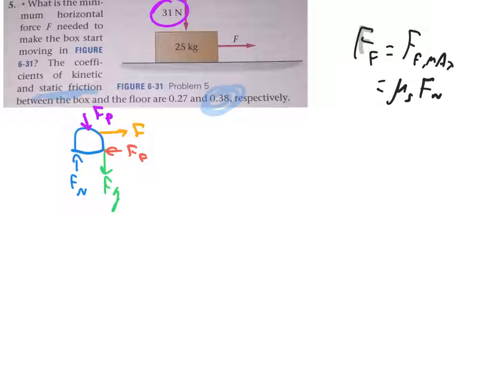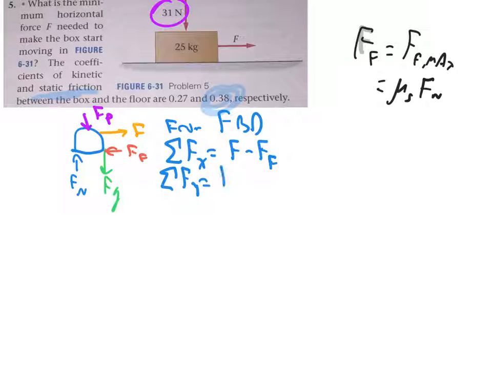So we end up with something like that as our free body diagram. And then we can start saying, well, from the free body diagram, the sum of the forces in the x direction, we look at this as just F minus F sub F. That's a lot of F's going on there, but it's the force that we pull minus the force of friction. And in the vertical direction, we have the normal force pushing upward, we have gravity pulling it downward, and we also have whatever this pushing force is, that's 31 newtons.